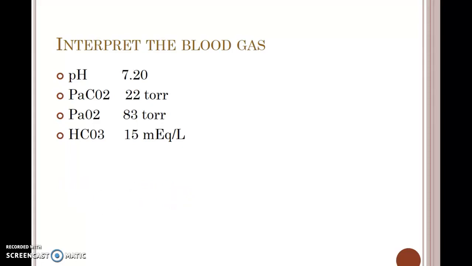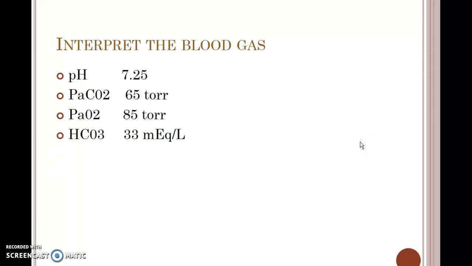Next blood gas, we have a pH of 7.20, a PaCO2 of 22 torr, a PaO2 of 83 torr, and a bicarb of 15 milliequivalents per liter. Interpret this blood gas. This blood gas is a partially compensated metabolic acidosis.